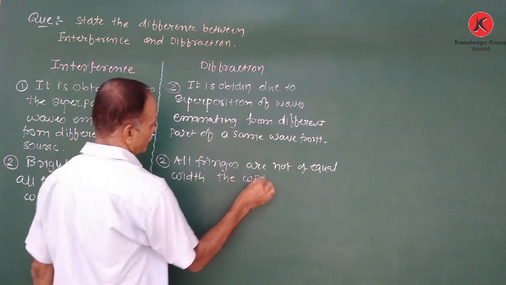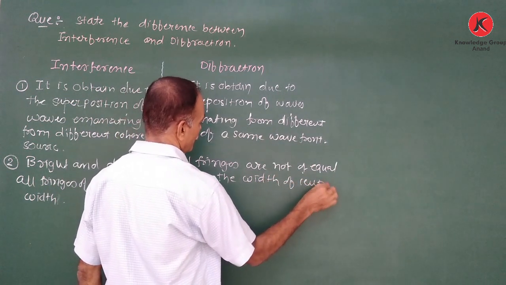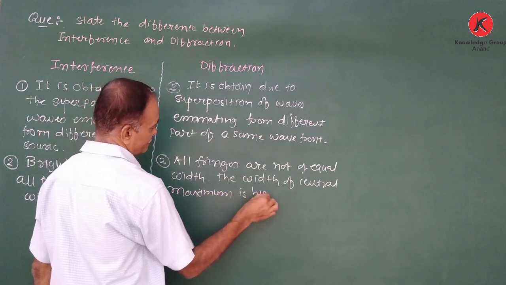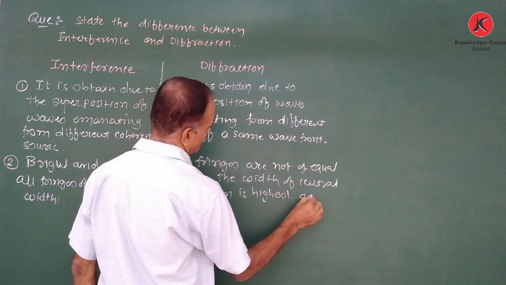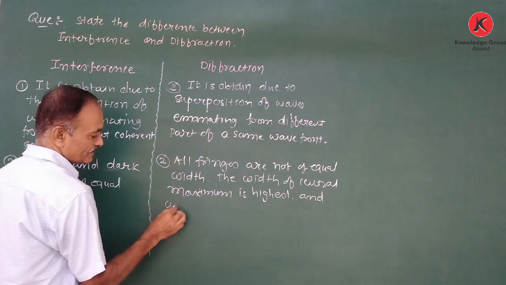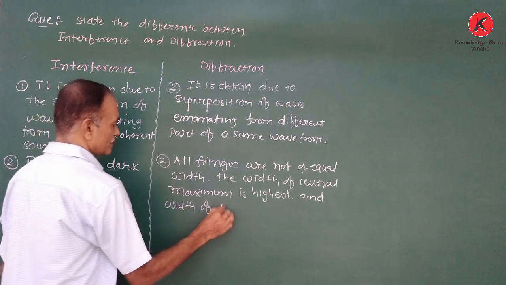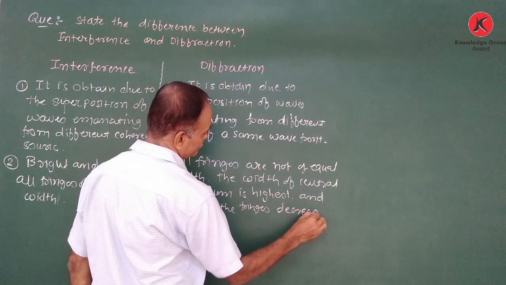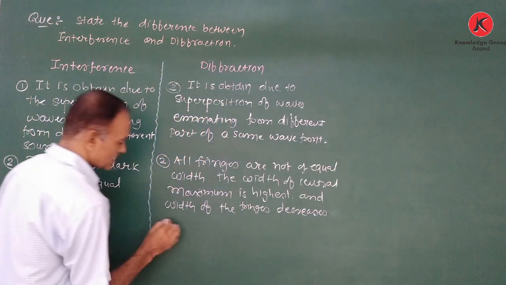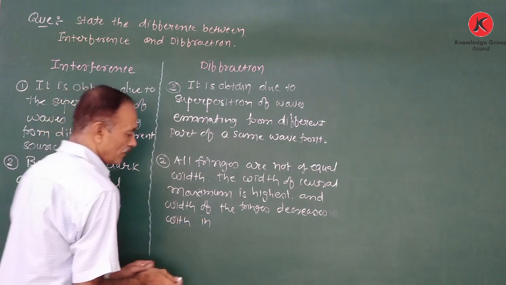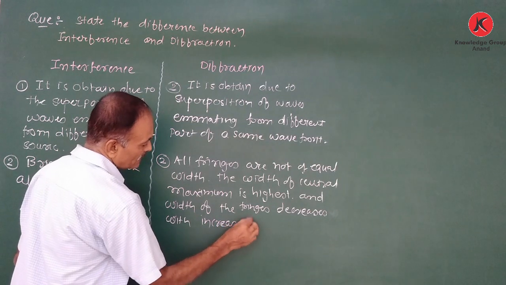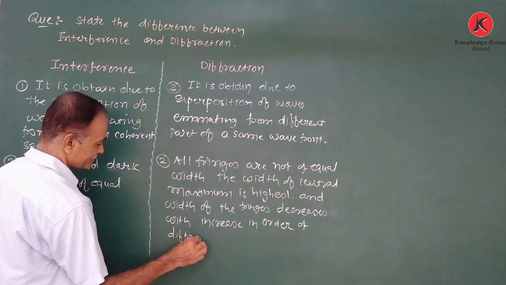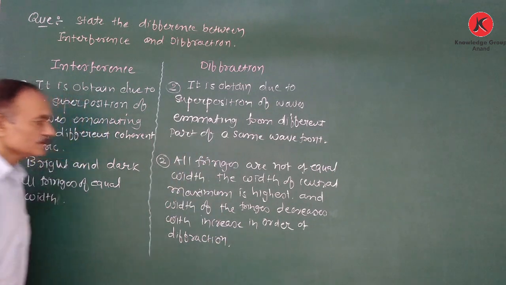The width of the central maximum is highest, and the width of the fringes decreases with increase in order of diffraction. So these are the 2 points.